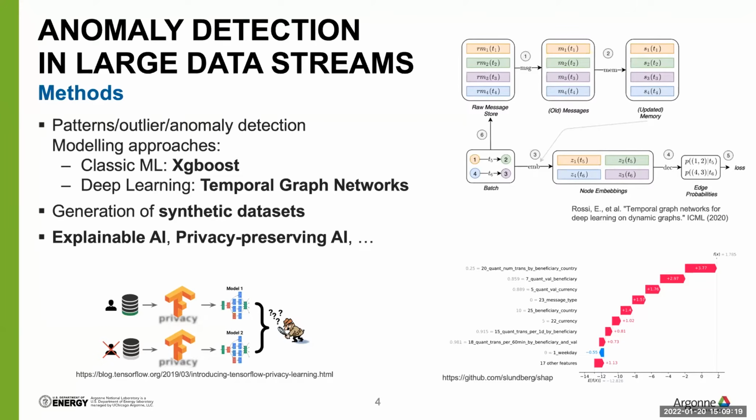Other interesting aspects of the project involve the generation of synthetic datasets of financial transactions that should look statistically the same as real transactions, in order to be able to produce datasets that can be used and shared publicly. And also we're exploring explainable AI techniques as well as privacy preserving AI methods.